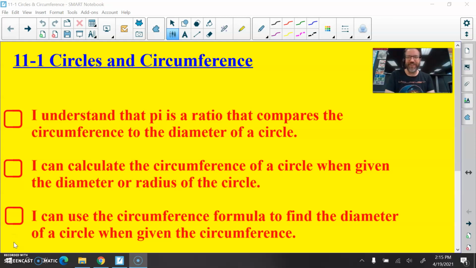Hi, everybody. It's Mr. Wyatt here, and we're going to start a brand new section today, topic 11, and we'll be talking about circles and circumference.